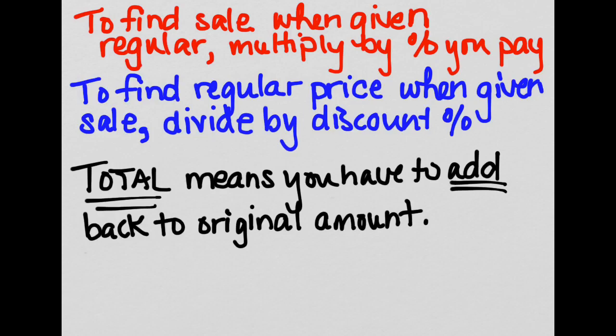And then anytime you see the word total, which is what you'll see for numbers 7, 8, and 9 for your homework, the total means you have to add back to your original amount. So you're going to find that percentage that they're looking for and then add it back. The word total always means to add.